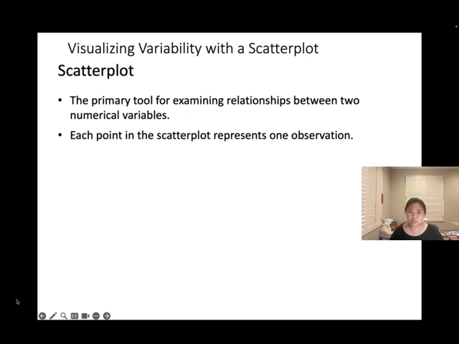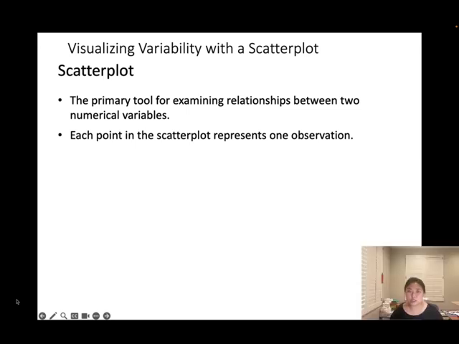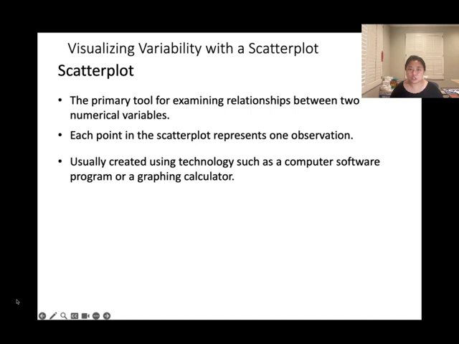Each point in the scatterplot represents one observation. So you will see the scatterplot uses dots to represent one data point, just like the example, the size of the house and the selling price. So we will be using the rectangular coordinate system. It is usually created using technology such as a computer software program or graphing calculator.